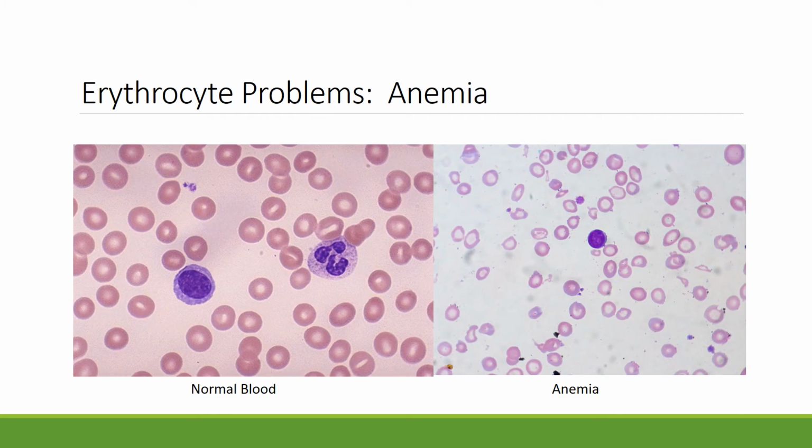Take a look at these two blood slides. The one on the left is a normal blood smear. The one on the right is anemia. There are fewer cells in the one on the right, and also many of the red blood cells are misshapen.